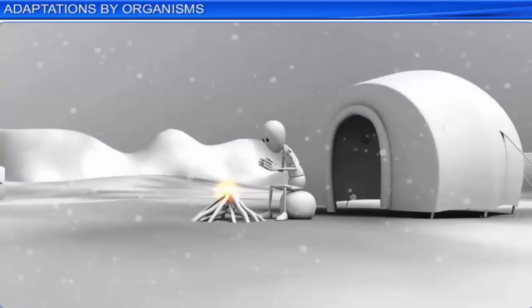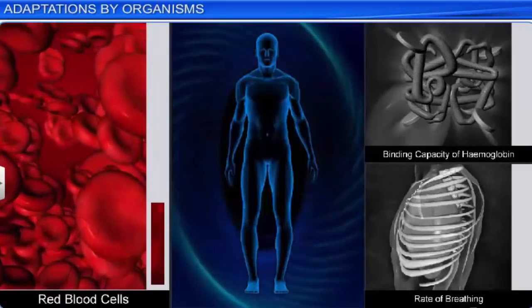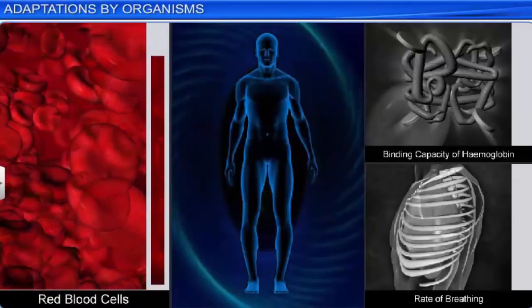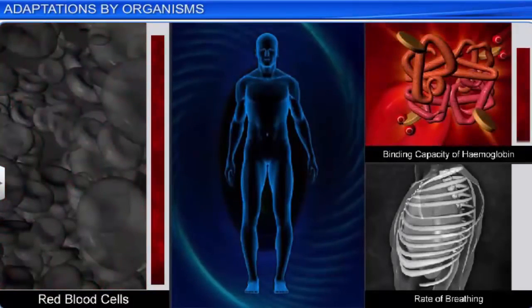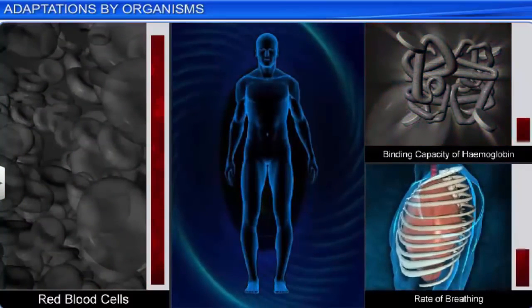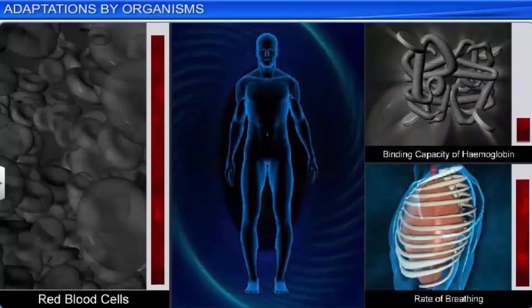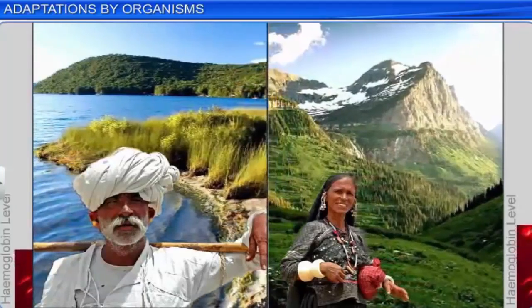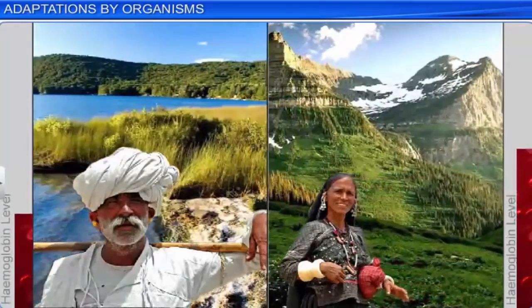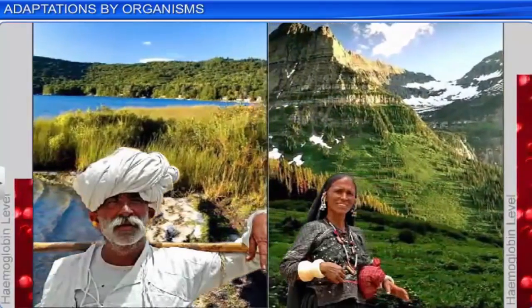But in 2 to 3 days, your body gets acclimatized to such stressful conditions, after which you don't experience altitude sickness. This is because your body has increased the production of red blood cells, decreased the binding capacity of hemoglobin, and increased your rate of breathing to compensate for low levels of atmospheric oxygen. This also explains why tribes living in high altitudes have higher hemoglobin than those dwelling in the plains.